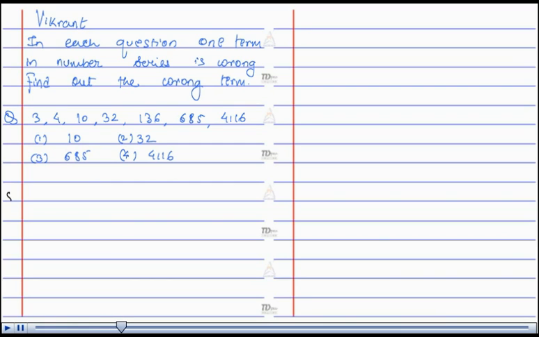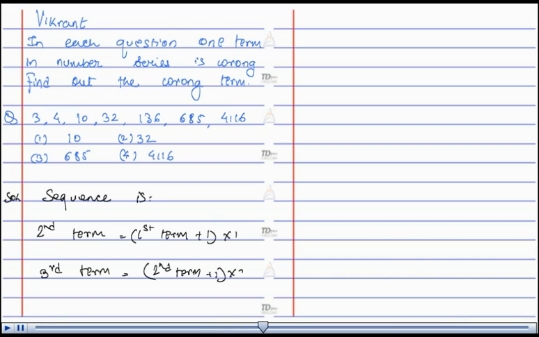Solution is, if you look at the sequence that is observed in this particular series, the second term is obtained as first term plus 1 multiplied by 1. That is, the third term will be obtained similarly as second term plus 1 multiplied by 2.